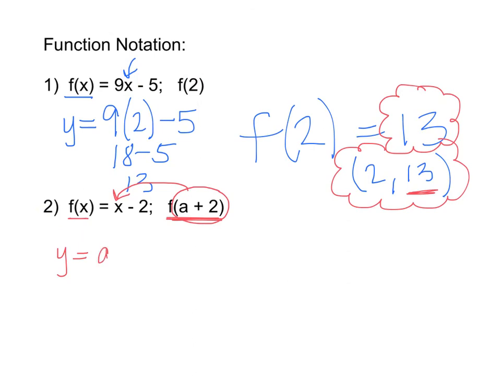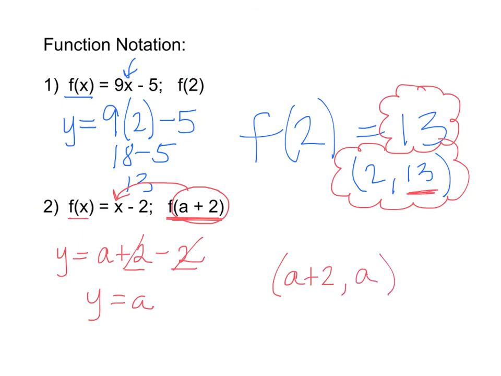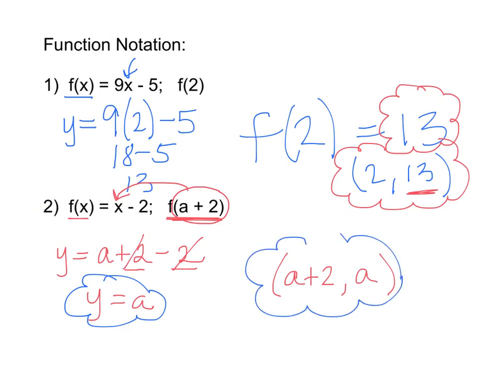So instead of x minus 2, it's a plus 2 minus 2. And then we've got to simplify this. We've got to put our numbers together. Positive 2 minus 2, that's 0, so the answer is a. You can answer it that way, or you could be really fancy and say a plus 2 is my input, a is my output. Remember, either one of these would be acceptable answers to me. And what I'm going to be grading is that y value, or that output value.